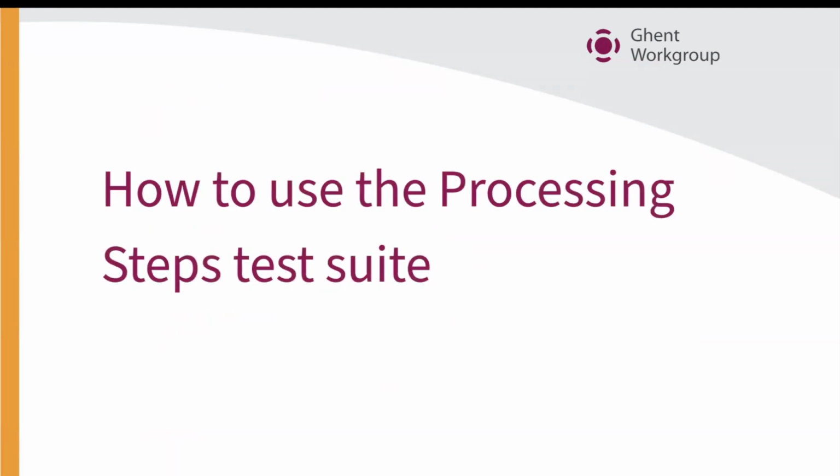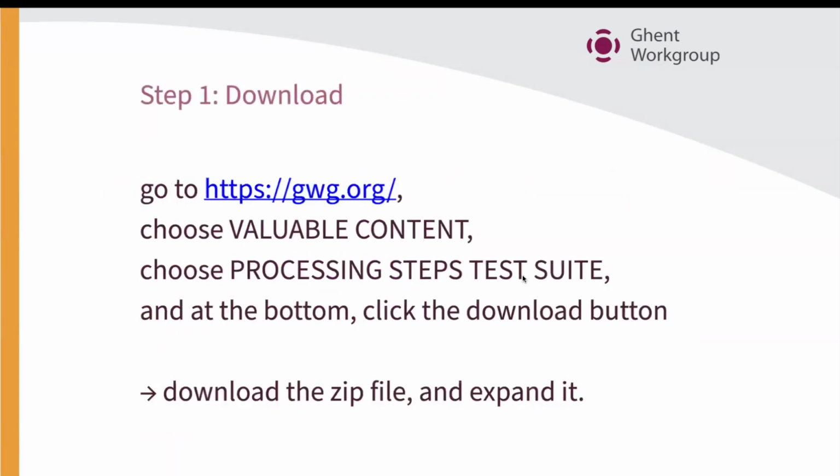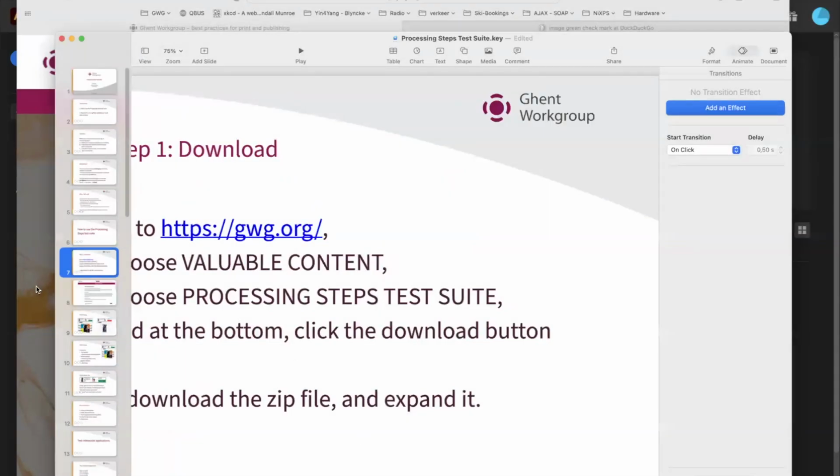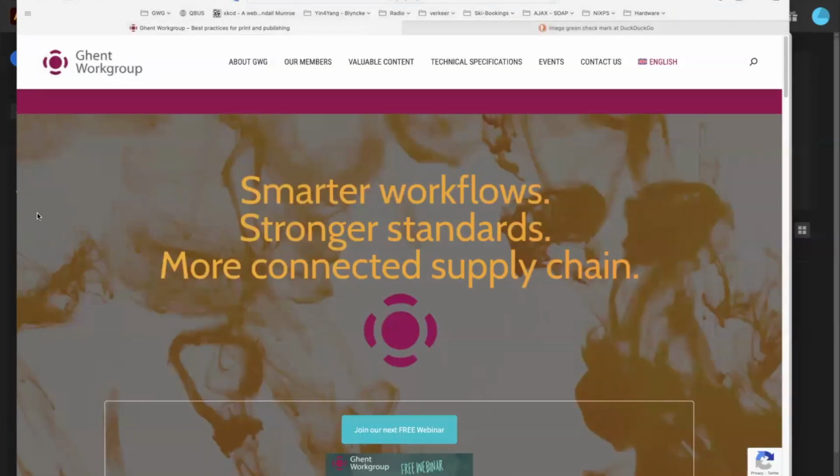That was the introduction. Now, first of all, I want to explain how to use the processing steps test suite. First of all, of course, you need to download it. You can find the test suites on the Ghent Workgroup website under the heading Valuable Content, Processing Step Suites. But to highlight it, it's easier to go to the live website.